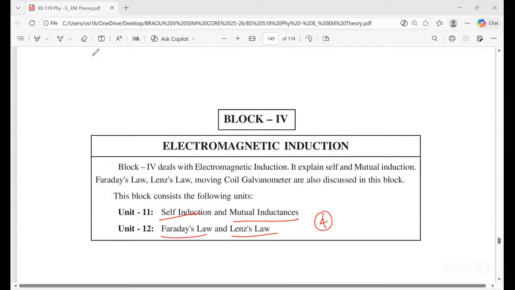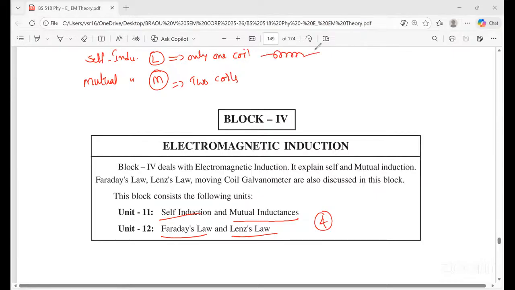So self-inductance means L and mutual inductance means M. Self means only one coil. Here, two coils. Coil means like this. Here two coils means like this. Here you may have a primary as well as a secondary.